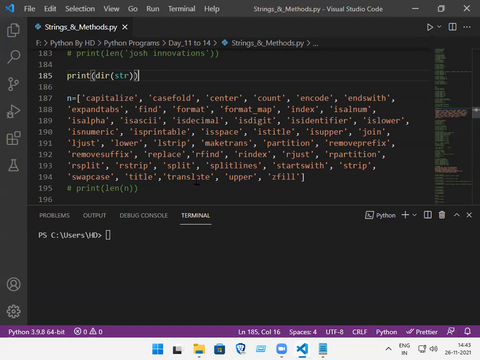In YouTube or somewhere, they'll only teach you five string methods: upper, lower, is upper, length, capitalize in some rare cases, and count. That's it. They'll say these five and say it's over.